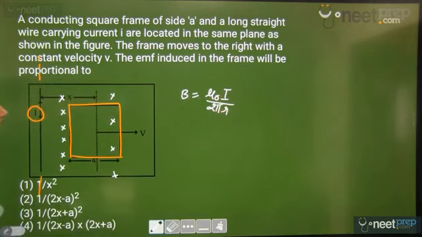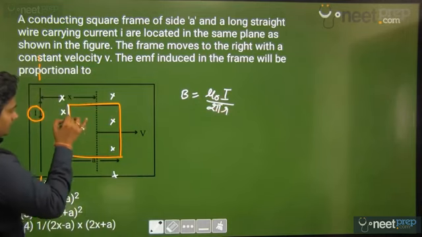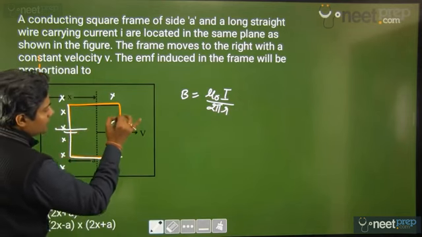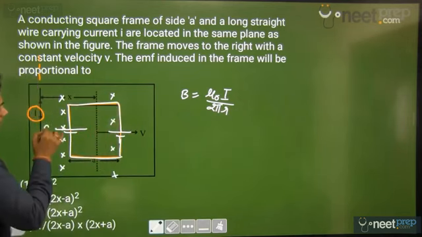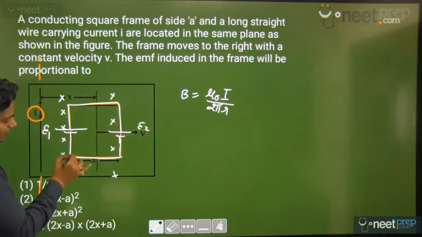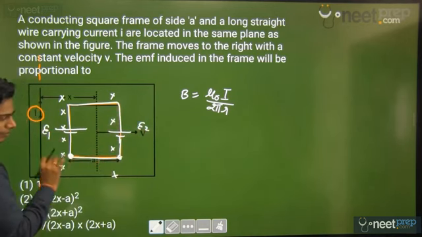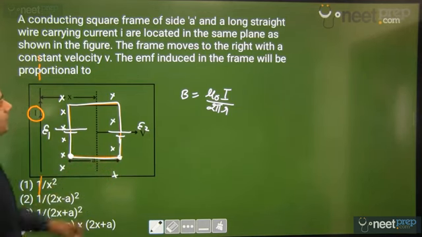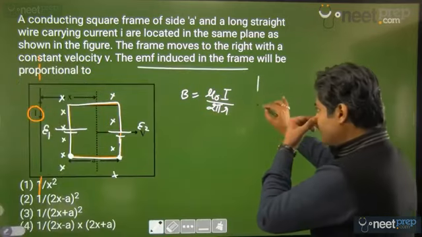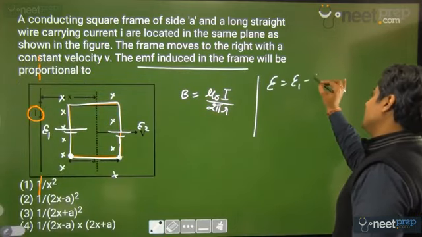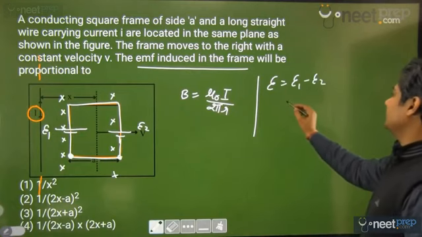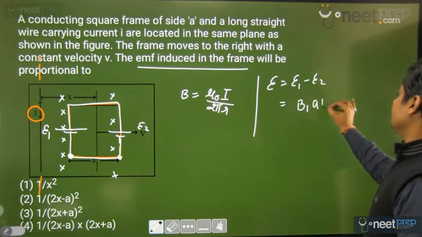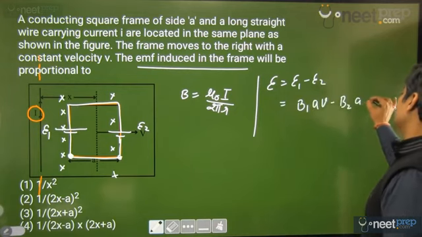So in this case, one side would have a higher voltage and the other a lower voltage, and the effective EMF will be E1 minus E2. We know there will be no potential difference across these horizontal rods because the velocity will be along their length, so no EMF in these rods. So the net EMF induced in the frame will be E1 minus E2. Now because velocity is the same, this will become magnetic field at position 1 into length A into V, minus magnetic field at position 2 into AV.